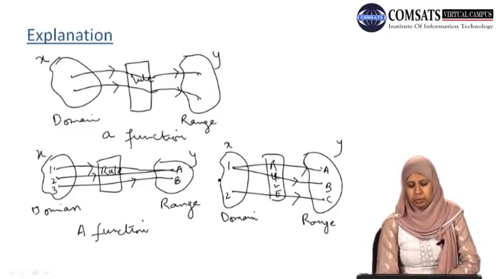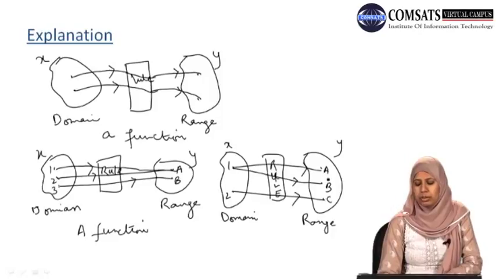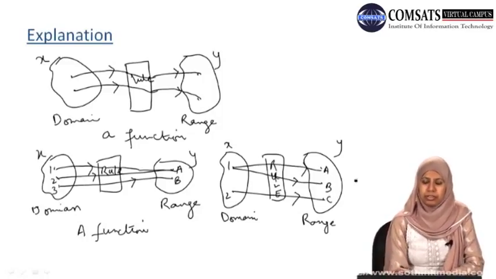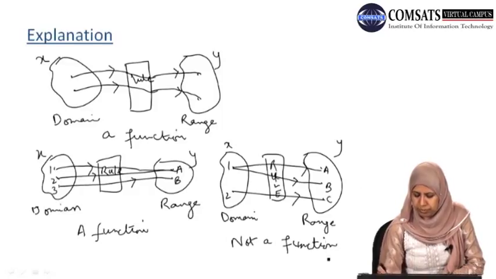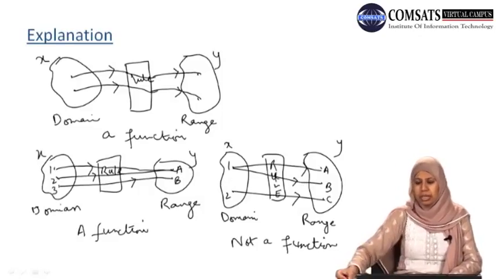If we look at our input 1, the rule assigns to input 1 two values A and B. This is not allowed in the definition of a function. To input 2, it assigns only one value C. It is okay, but for input 1 we can have only one output, either A or B. So this type of rule is basically not a function. That is, here to the input 1 we have assigned two different outputs, which is not allowed.